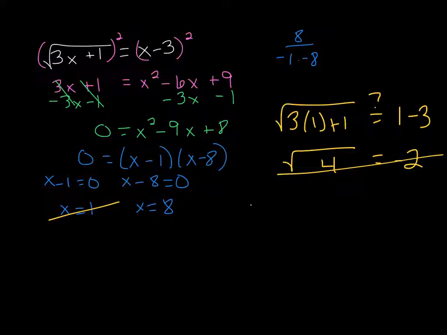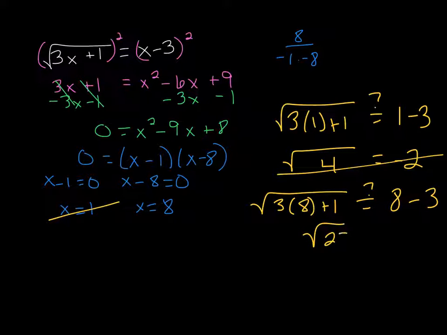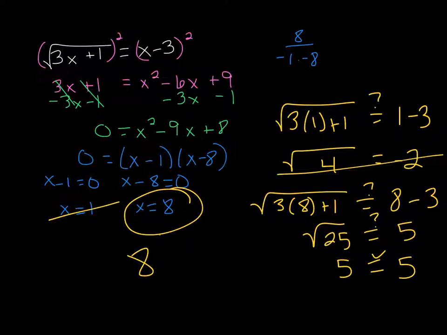And then the 8. Square root of 3 times 8 plus 1 should equal, didn't mean to put parentheses, 8 minus 3. So 3 times 8 is 24, plus 1 is 25. So square root of 25 should equal 5, and that does equal 5. So that solution we get to keep. So this time we only have one solution.